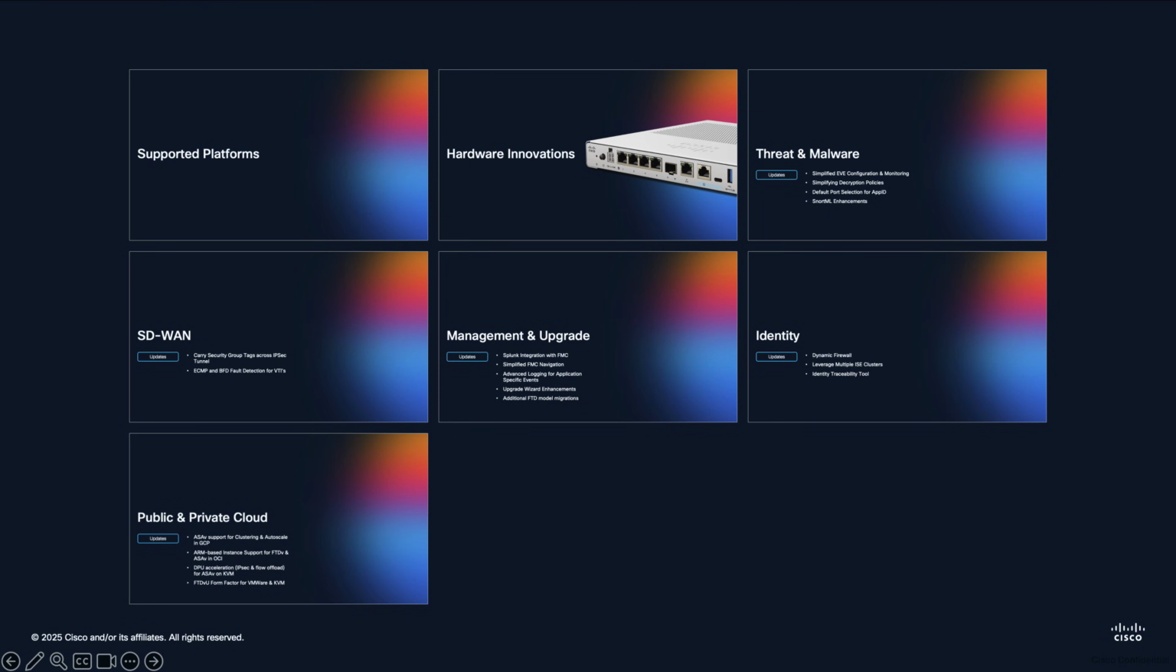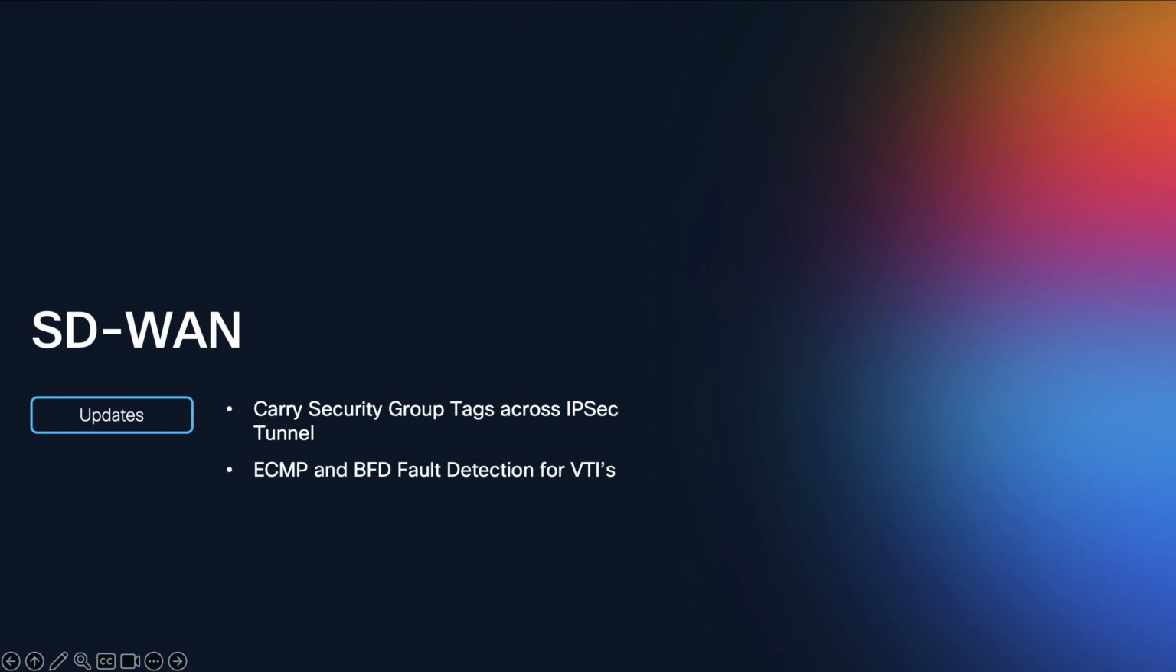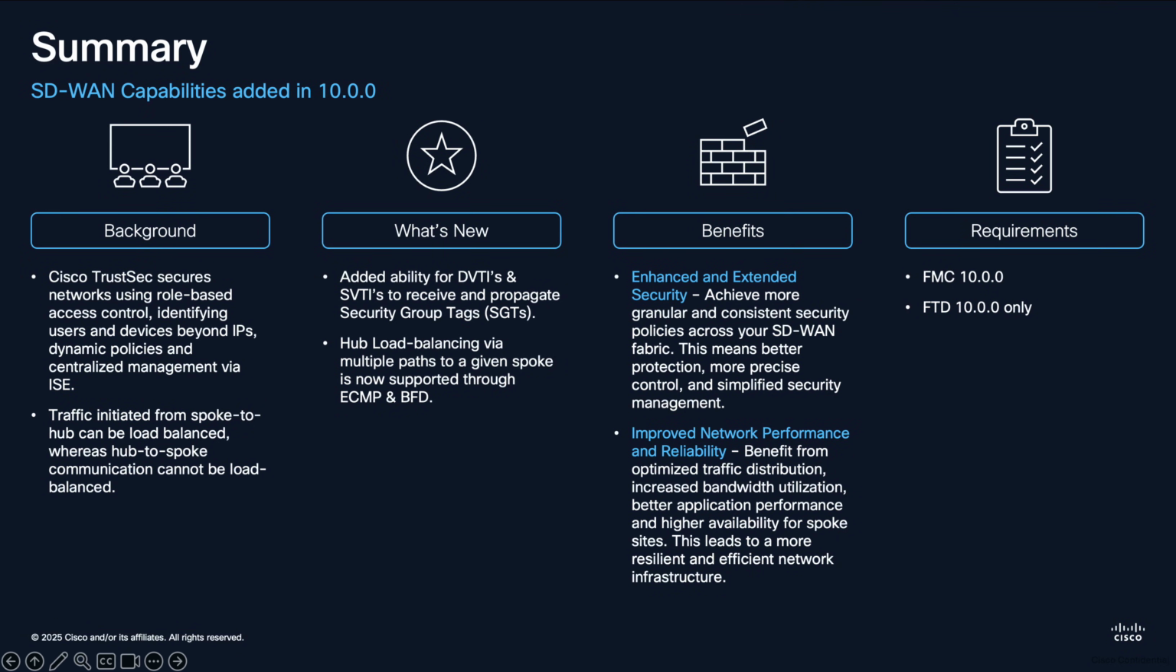Alright, pivoting slightly over to SD-WAN for a couple of features, we now support carrying security group tags over site-to-site tunnels, and have implemented ECMP and BFD for fault detection on the VTI interfaces. Historically, Cisco TrustSec has been our cornerstone for network security, utilizing role-based access control to identify users and devices beyond just their IP addresses, all managed centrally via ISE.